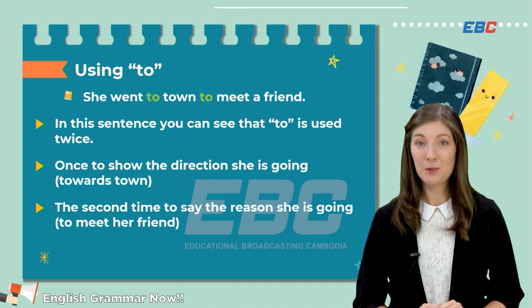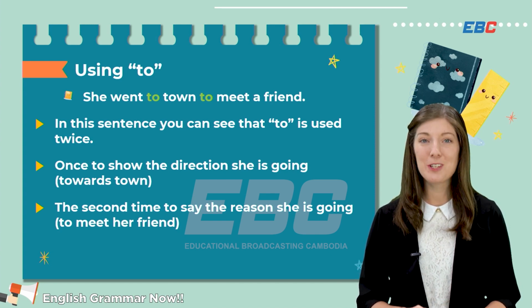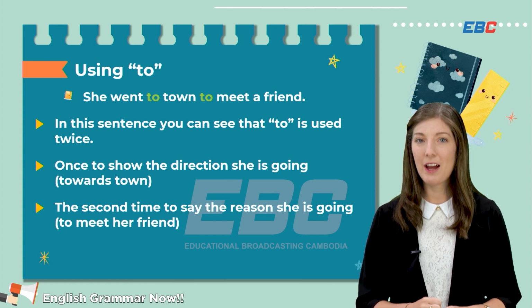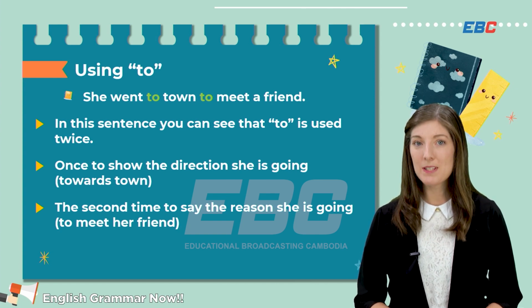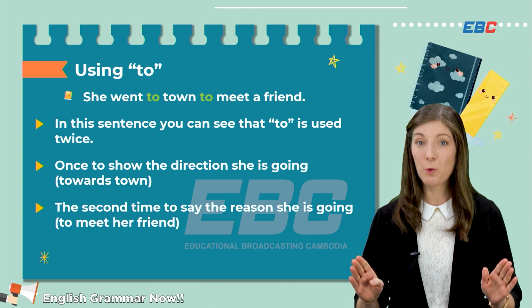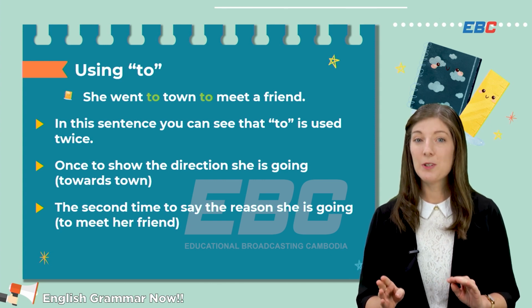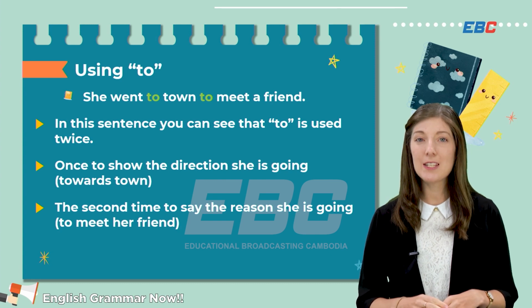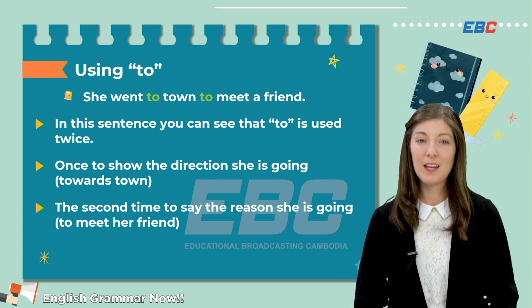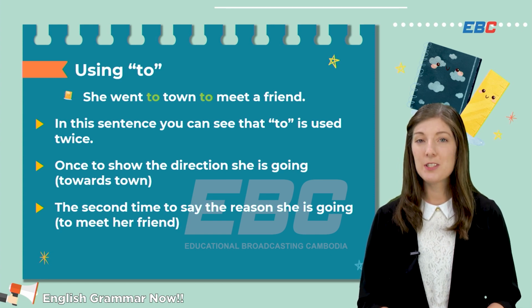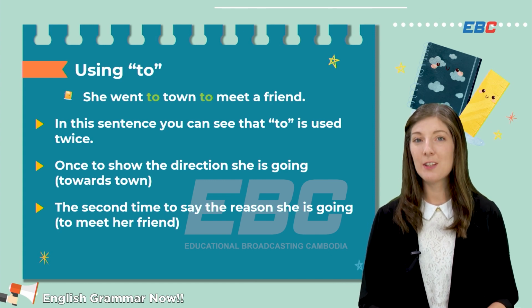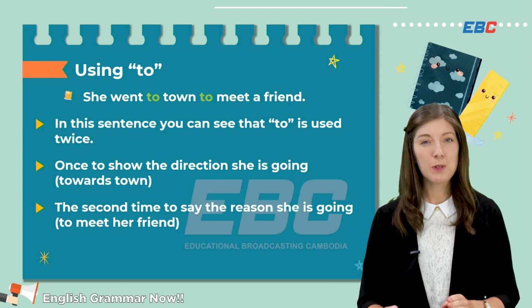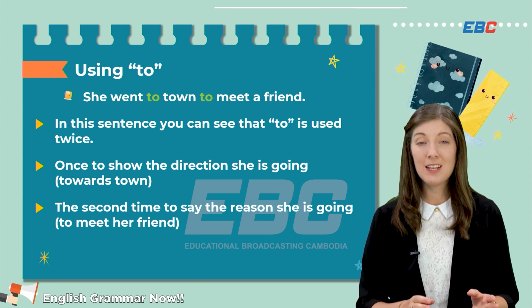Maybe you did notice, though, that there are two examples of to being used in this sentence. We have to town and to meet a friend. That's the same preposition, but it's being used in two different ways. In this sentence, you can see that to town is showing us the direction she is going. The second time we use to is to tell us the reason she is going. Preposition phrases add this kind of information into the sentence. As we already said, it might be about direction, time, location, or other information.